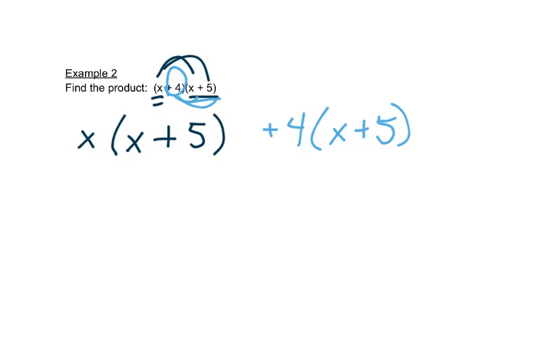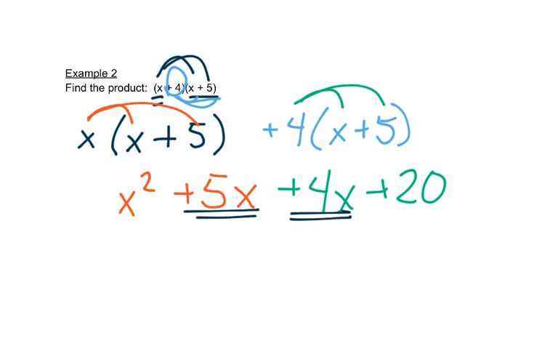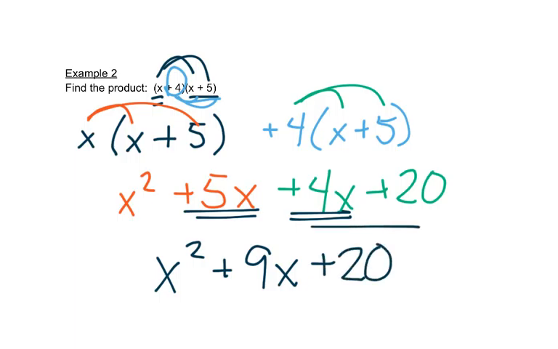So x times x gives us x squared. X times 5 we write as 5x. 4 times x we write as 4x. And then 4 times 5 is 20. Now we have some like terms here. We have a 5x and a 4x, so we can put those together. We're still going to write our x squared first. 5x plus 4x is 9x plus 20.